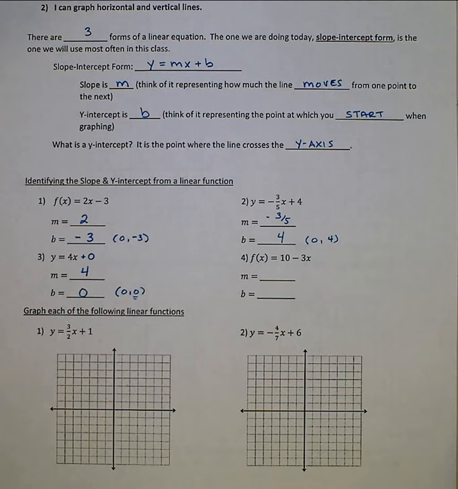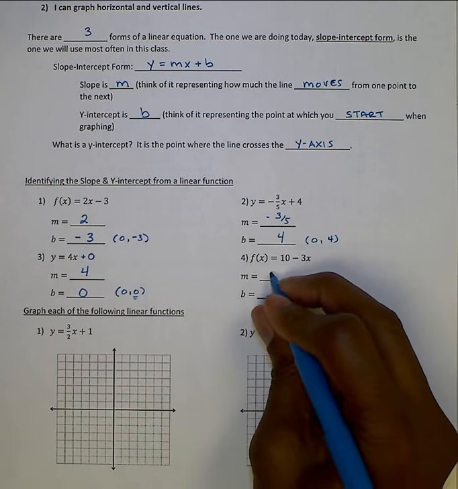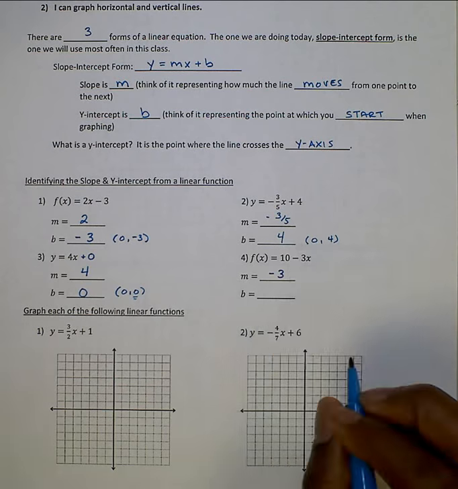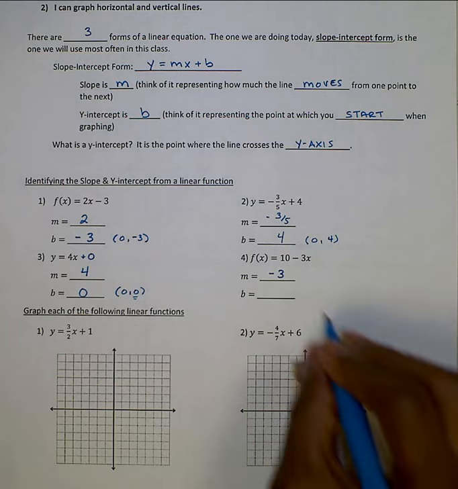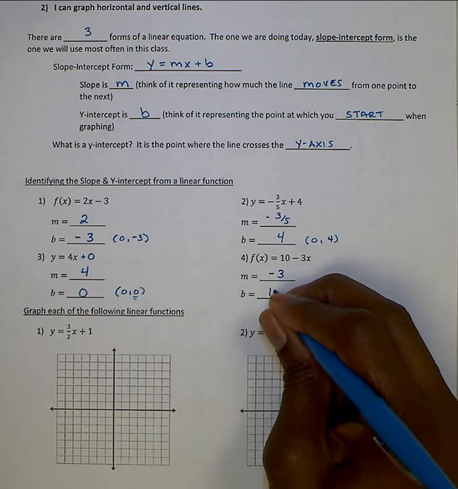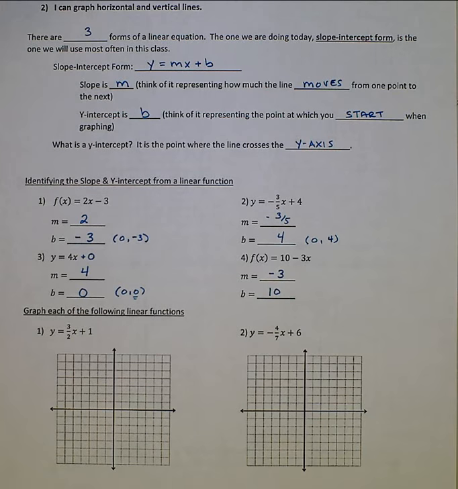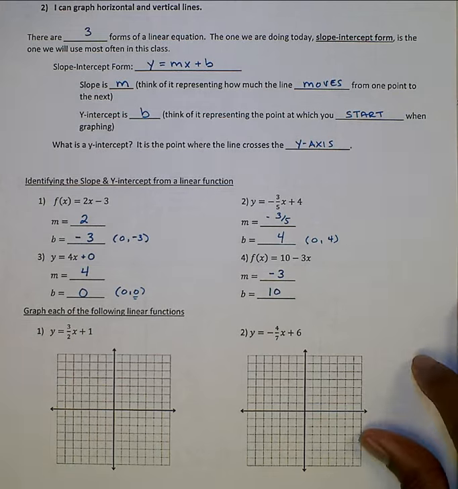Okay. And then number 4 is tricky because, again, people get used to slope being the first thing and y-intercept being the second thing. But remember, that's not how I ever told you. Slope is the number in front of x. What number is in front of x? -3. Y-intercept is the number by itself. Doesn't have a variable by it. Which number is that? 10. Okay, so hopefully you see that those problems aren't super difficult.